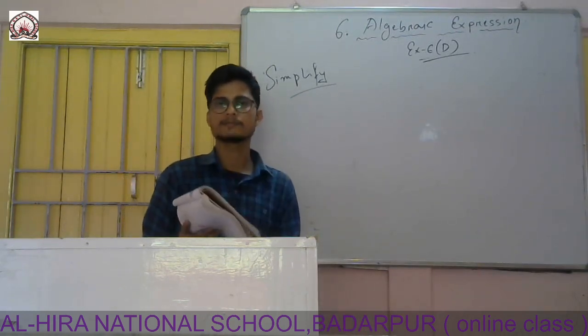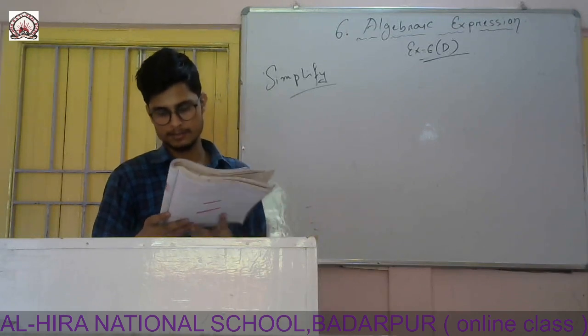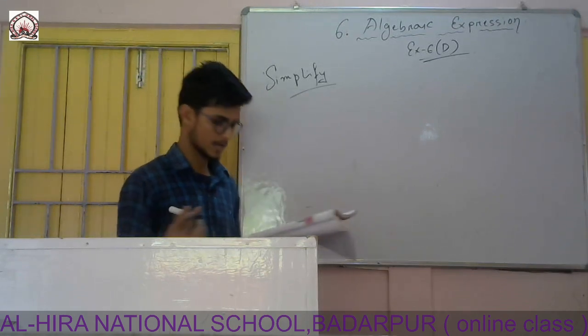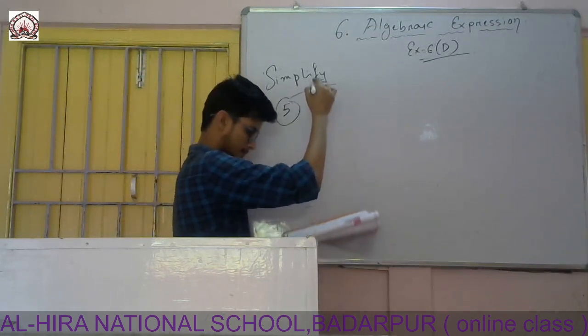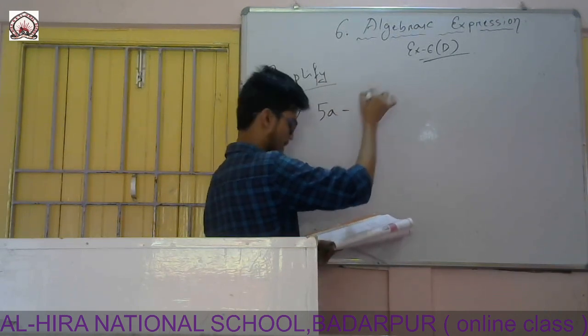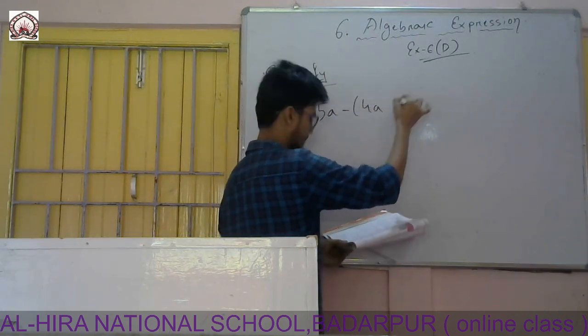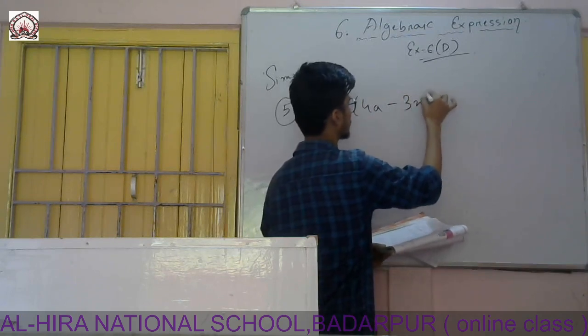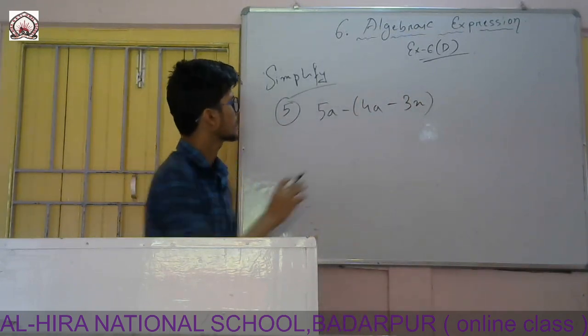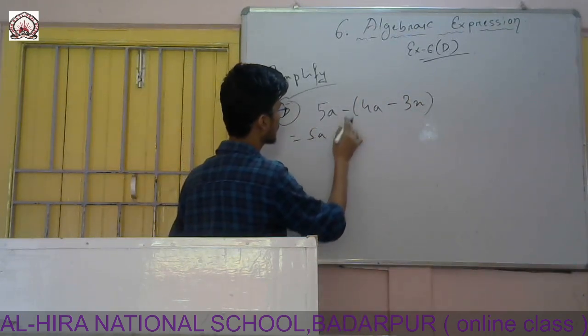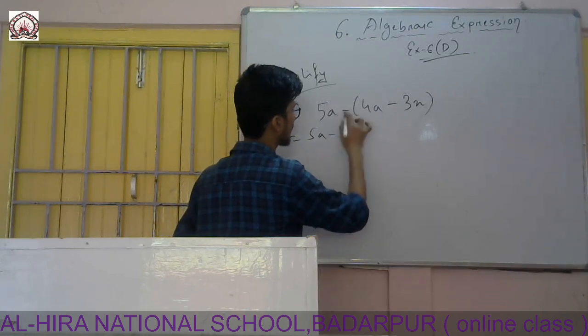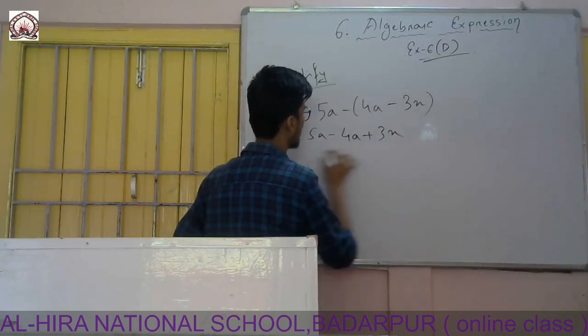Question number 5 is 5a minus, then bracket given 4a minus 3x. So let me write 5a minus (4a minus 3x). There is a minus sign, so first of all I will remove the bracket: minus plus it is minus 4a, minus minus it is plus 3x.